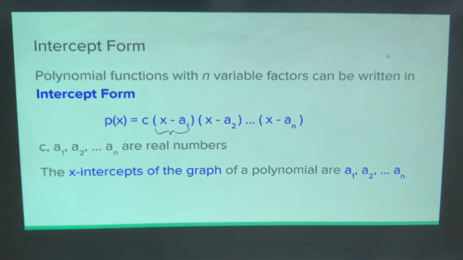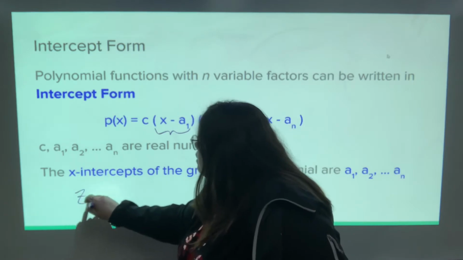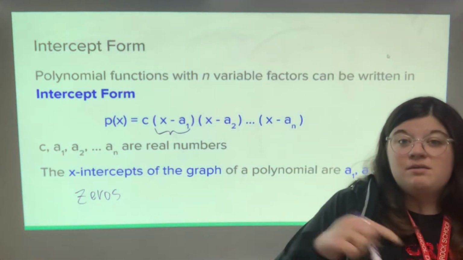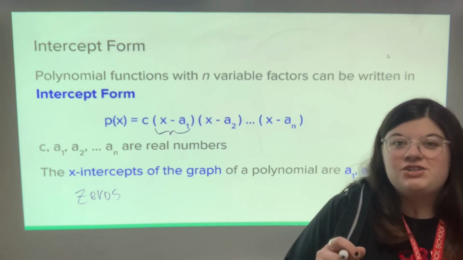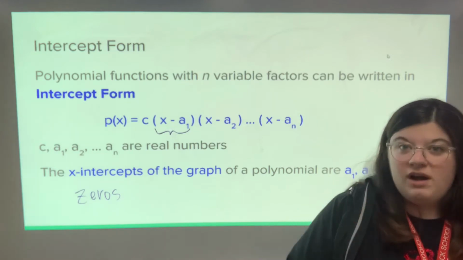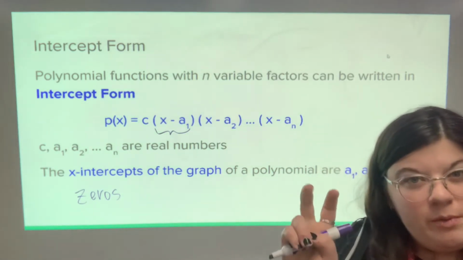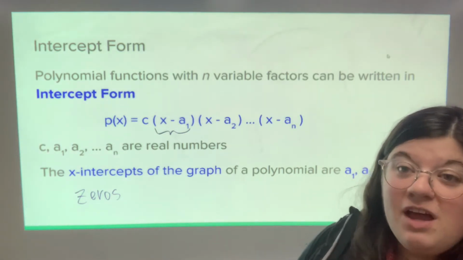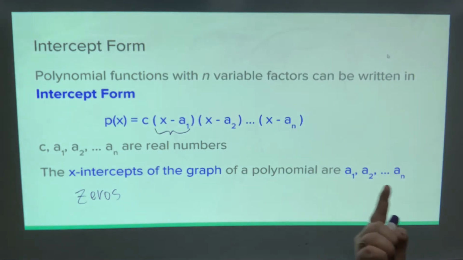So the x-intercepts, which is just a fancy word for zeros. You remember we talked about zeros in mod 1. A zero of a function is where the graph crosses or touches the x-axis. It's also what we call x-intercepts, because they intercept the x-axis. The zeros, or the x-intercepts of your function, can be pulled right from your intercept form.